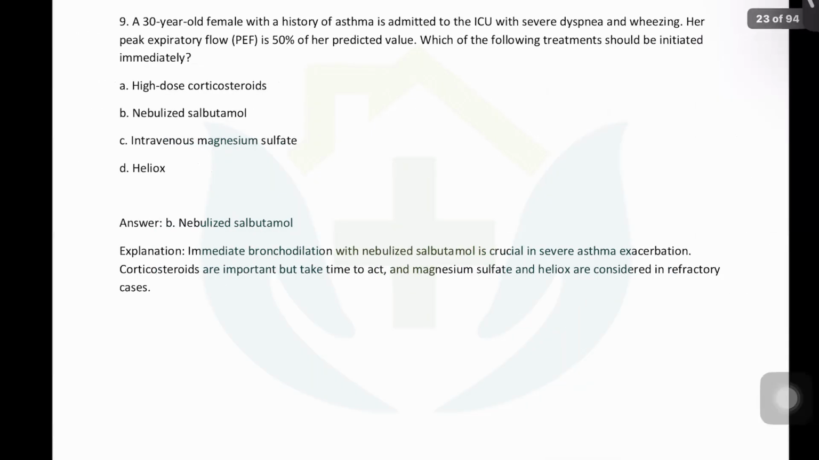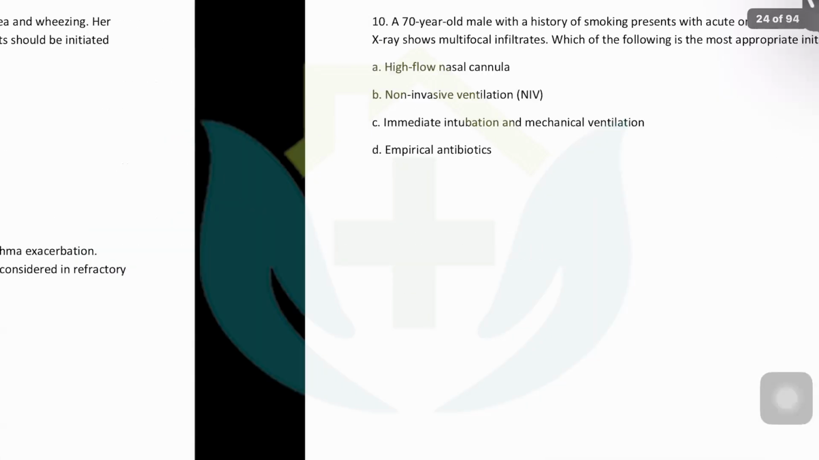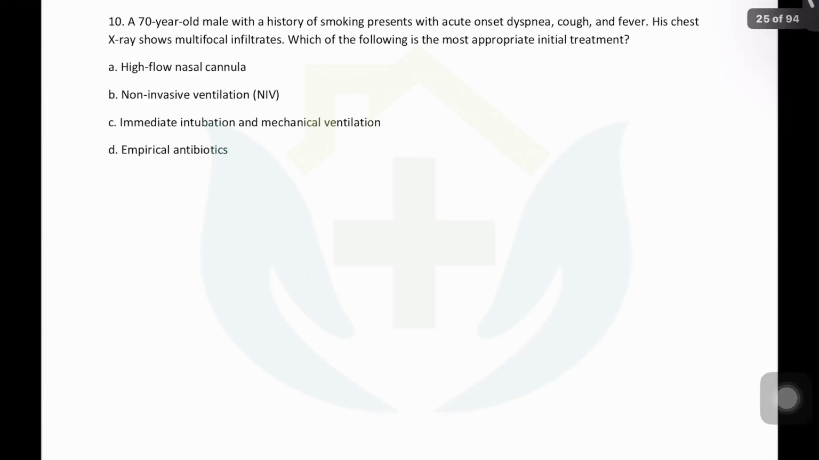This is again nebulized salbutamol. So just need bronchodilation. Okay.